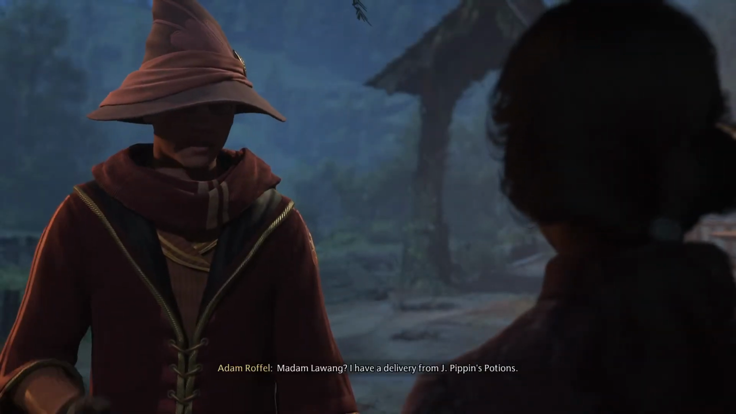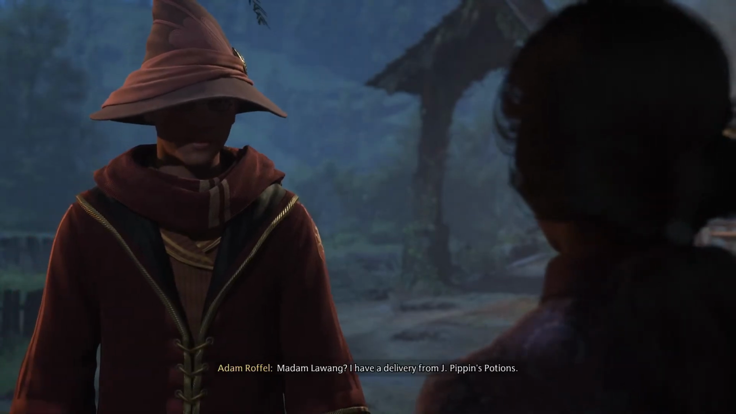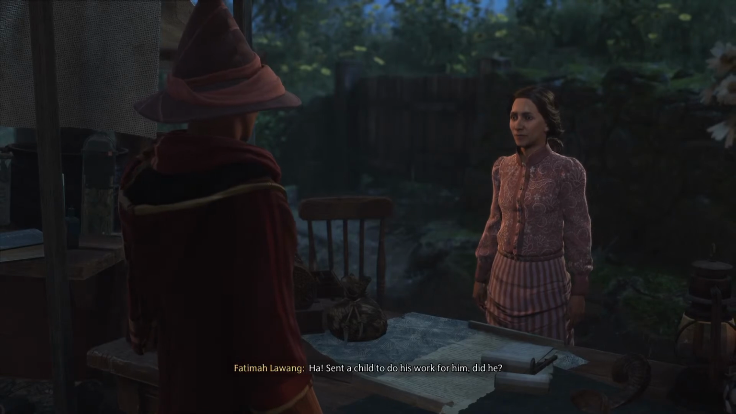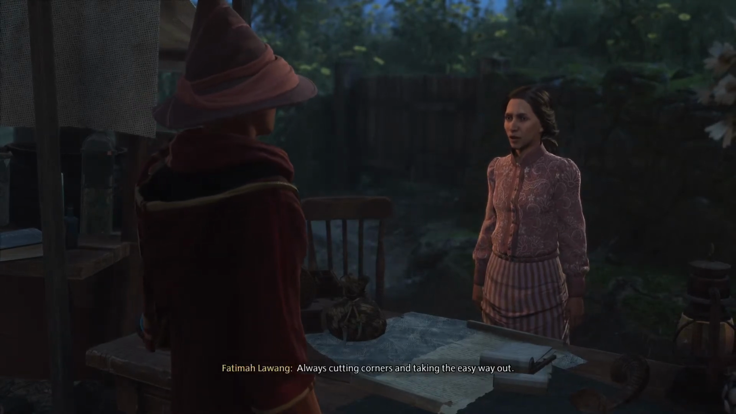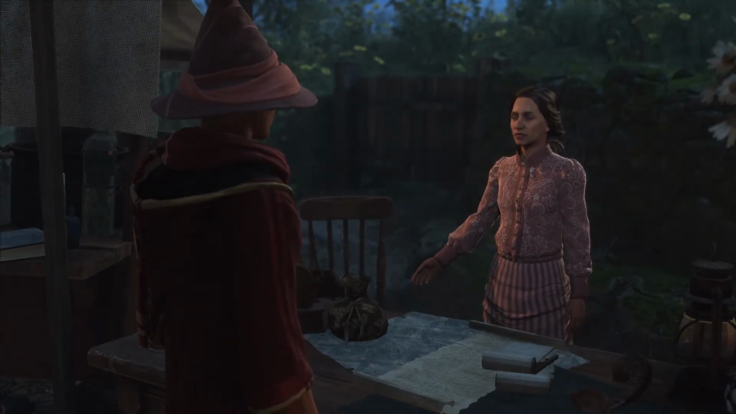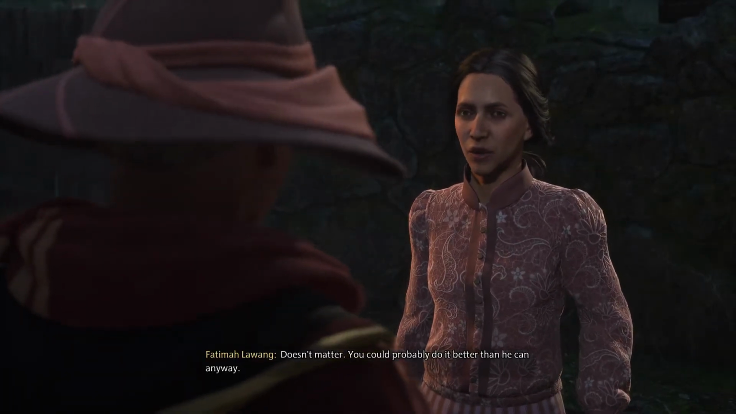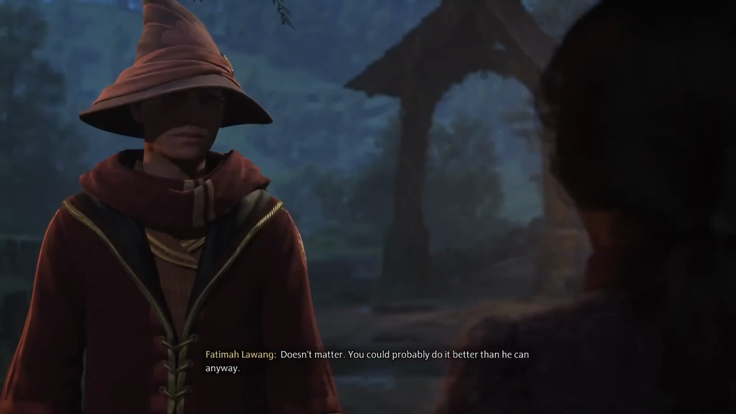Madam Luang, I have a delivery from J. Pippin's potions. Sent a child to do his work for him, did he? Always cutting corners and taking the easy way out. Did he have you brew them for him as well? Doesn't matter. You could probably do it better than he can anyway.